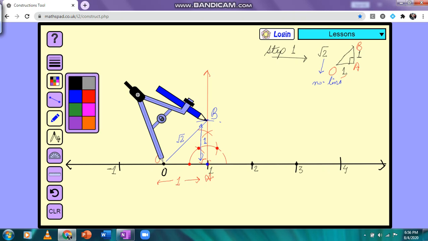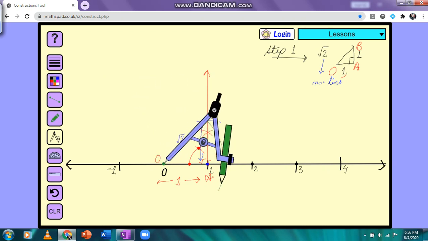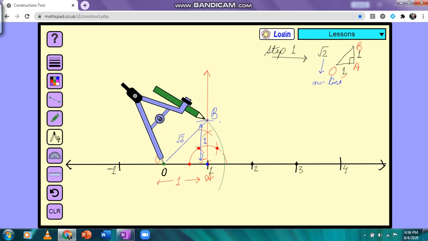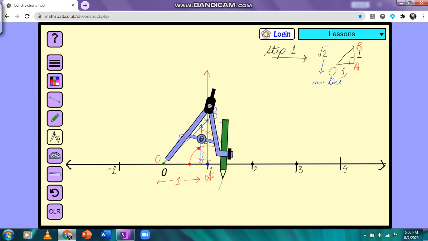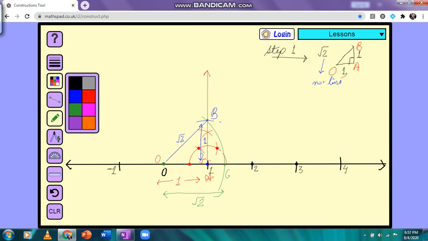If you want, you can just do it with a different color. So this is what we have. So let's just draw an arc with this radius. And let's put it away. So this point over here is point C, and from 0 up to point C is root 2 on the number line. Now I move on to step number 2.